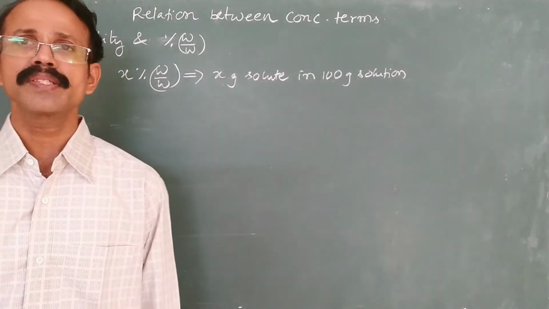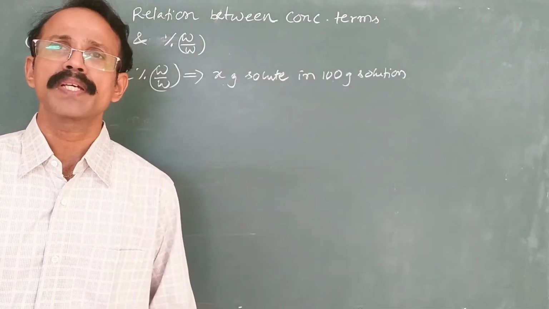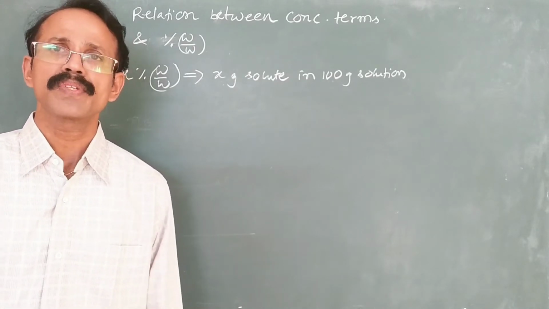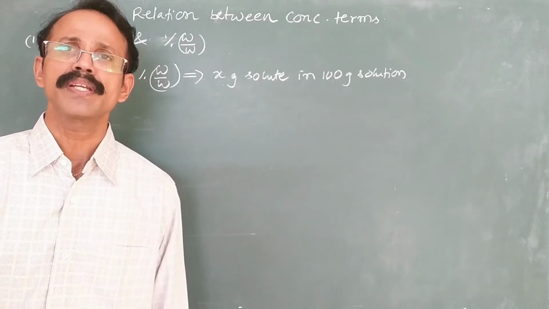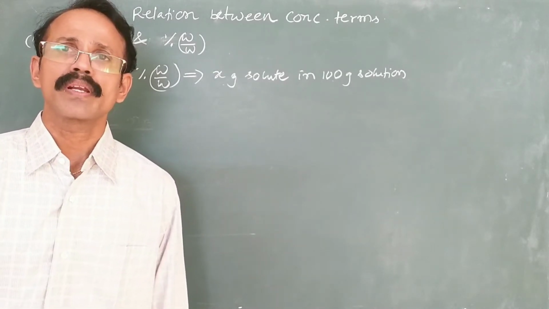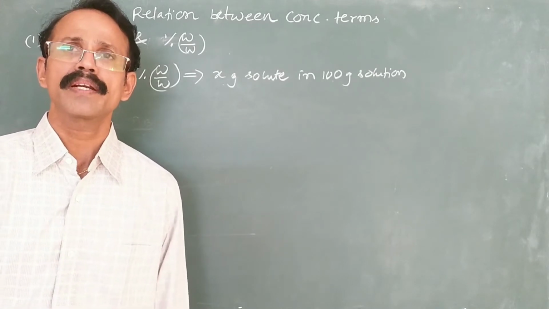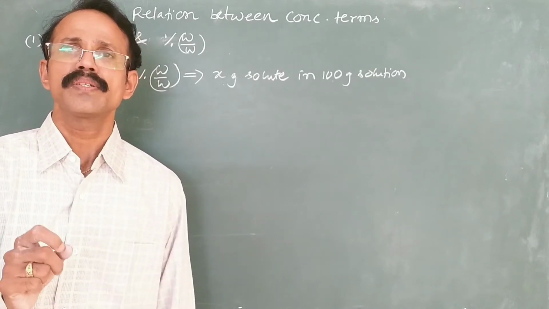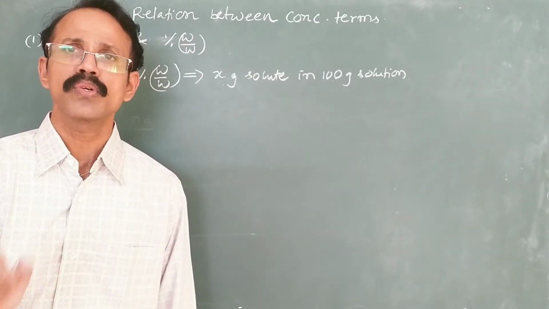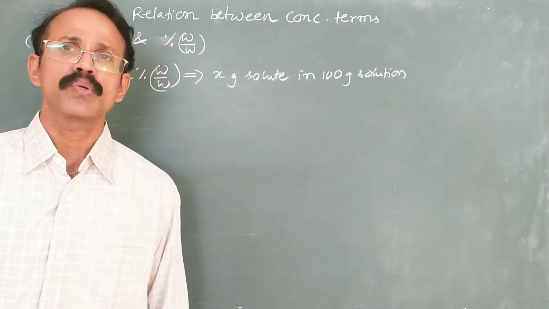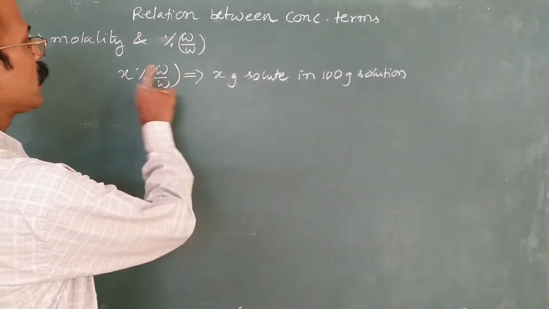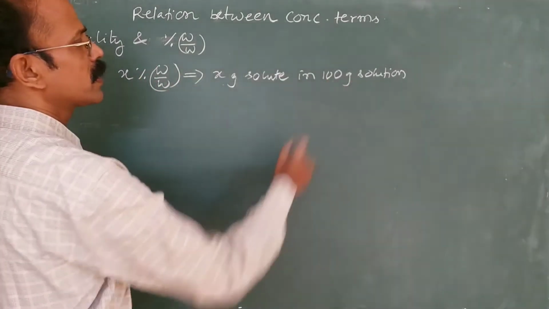Percentage by mass means the number of grams of solute present in 100 grams of solution. For example, if you take 10% by mass of the solution, 10 grams of solute are present in 100 grams of the solution. If you take 20% by mass solution, then 20 grams of solute are present in 100 grams of solution. Like this, if you take x% by mass of solution, then x grams of solute are present in 100 grams of solution.